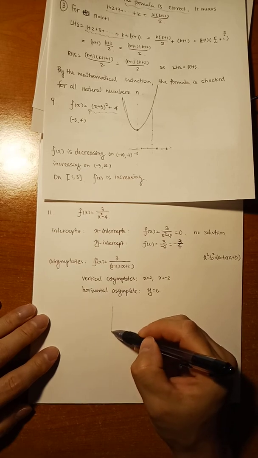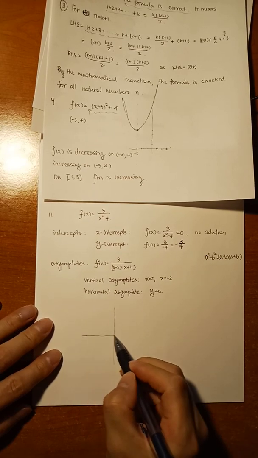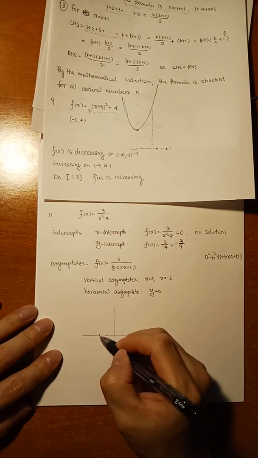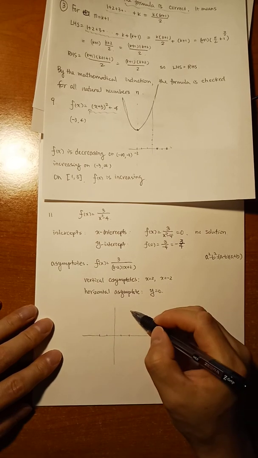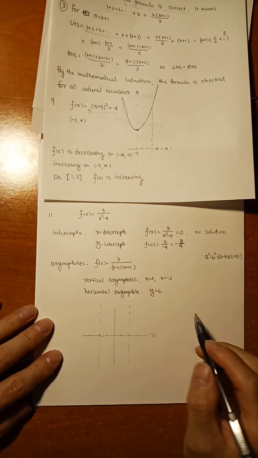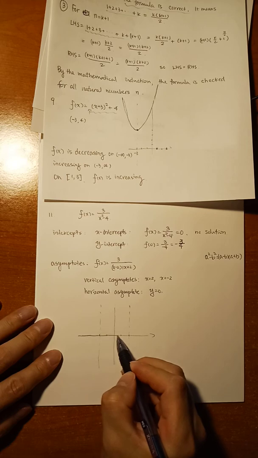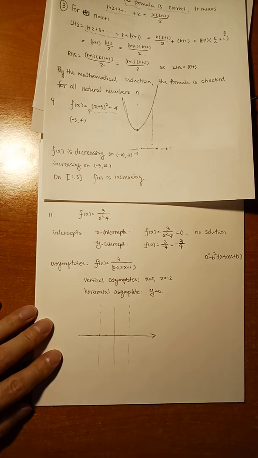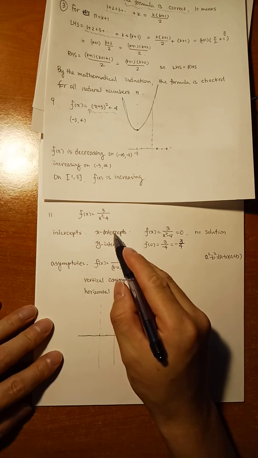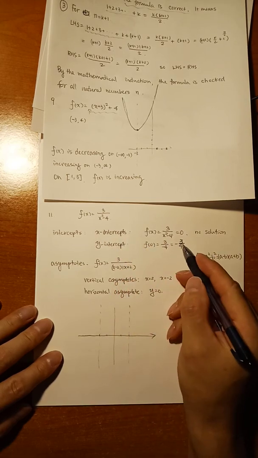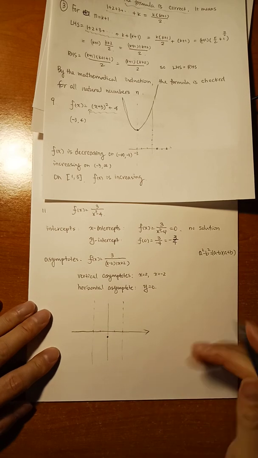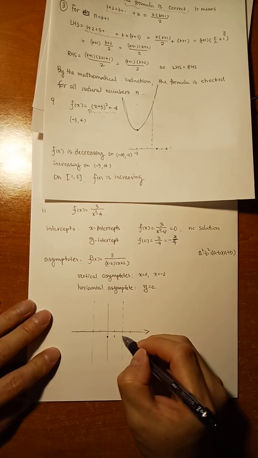Now let's try to sketch. Vertical asymptote, 1, 2, 1, 2. This is a vertical asymptote. Horizontal asymptote, this is the horizontal asymptote. Okay, x-intercept, nothing. Y-intercept, negative 3 over 4. Now let's try to sketch it. So this is 1, 2, 3.